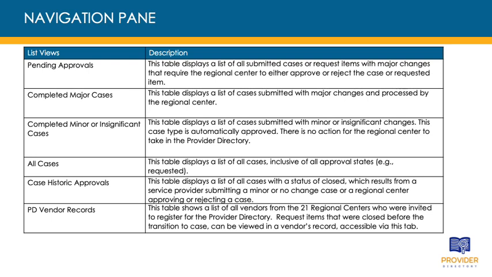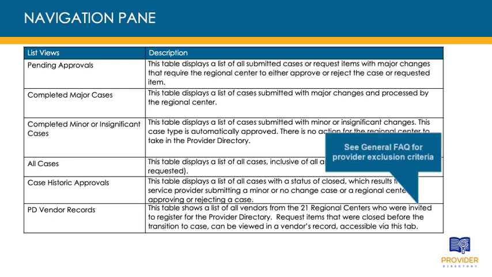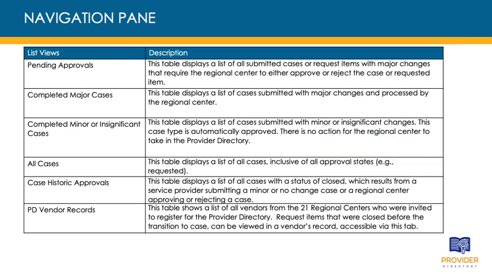Case Historic Approvals. This table displays a list of all cases with a status of closed, which results from a service provider submitting a minor or no change case, or a Regional Center approving or rejecting a case. PD Vendor Records. This table shows a list of all vendors from the 21 regional centers who are invited to register for the Provider Directory. Request items that were closed before the transition to case can be viewed in a vendor's record accessible via this tab.